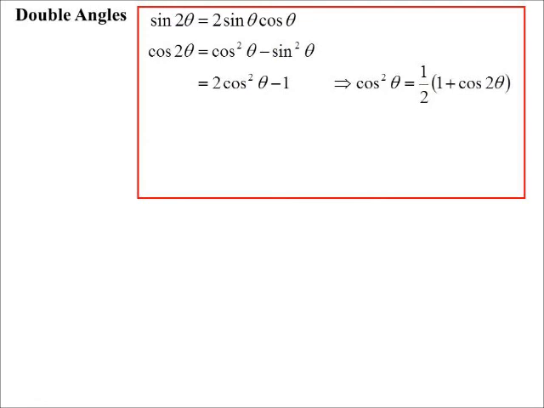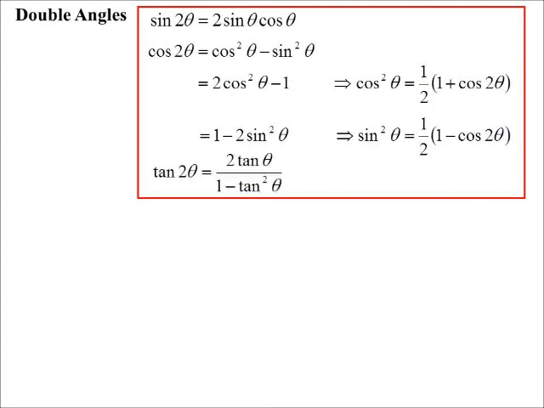And then the other one, 1 minus 2 sine squared, and we make sine squared the subject. They're very similar, you'll notice. But cos squared theta is a half of 1 plus cos 2 theta, and sine squared theta is a half of 1 minus cos 2 theta. So those ways of rearranging the cos 2 theta will become very handy. And our tan 2 theta, 2 tan theta on 1 minus tan squared theta.